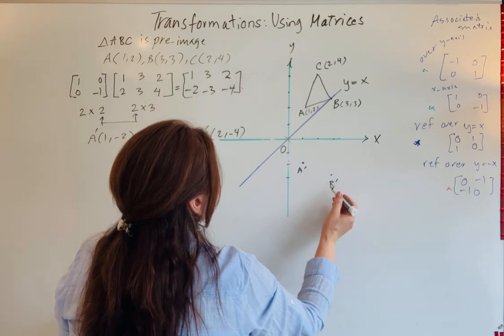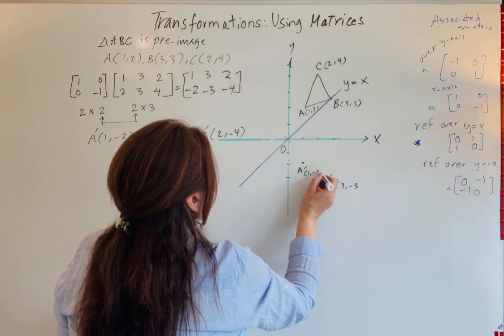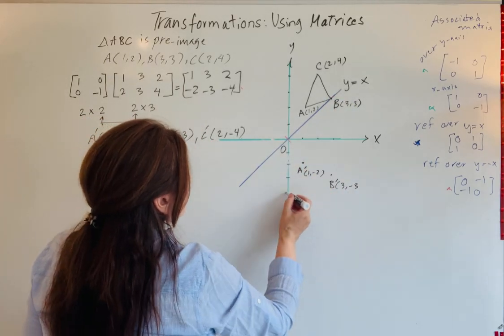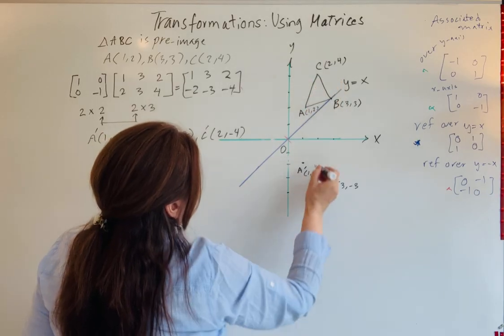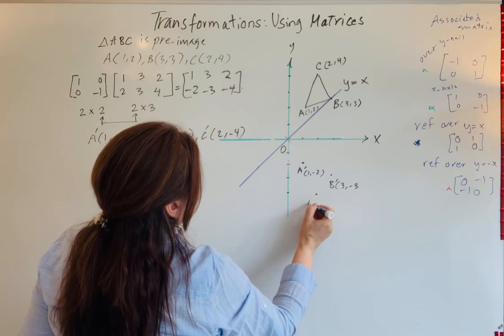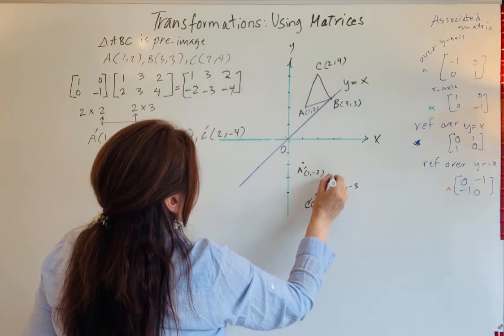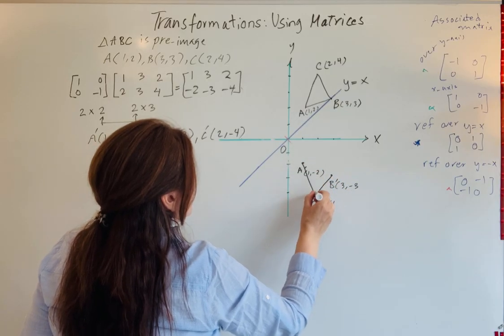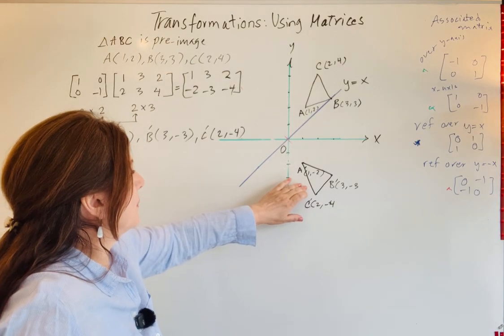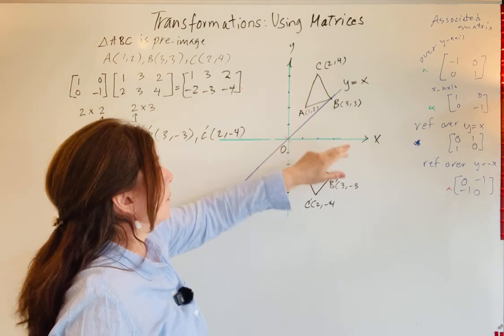B prime is here: 3, negative 3. And C is 2, negative 4, exactly here. Yes, C prime is 2, negative 4. And if you connect these, this triangle A prime, B prime, C prime is the reflection of this one over the x-axis.